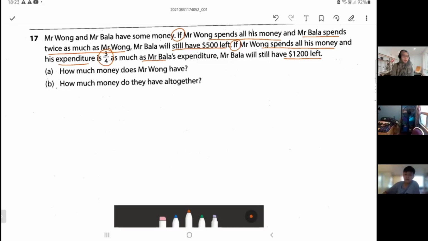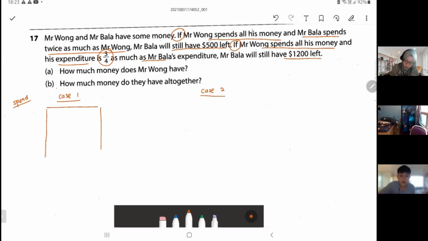So I'm going to use the case 1, case 2 concept here, because there are two different scenarios going on about their expenditure, about what they spend. So I have case 1 and I have case 2. I have Mr. Wong and Mr. Bala, right?